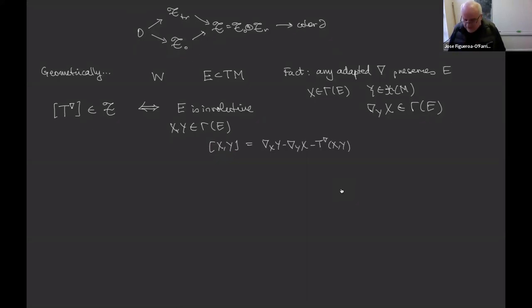But if X and Y are sections of E, the algebraic condition on the torsion says that, remember, if you plug in two things in W, the torsion tensor is in W. So in other words, if you plug in two sections of E, the torsion tensor applied to that is, again, a section of E. So this is a section of E. And of course, these two guys are, because of what I just said, that the connection preserves D, also sections of E. Therefore, this is a section of E. Okay, so that's that bit.